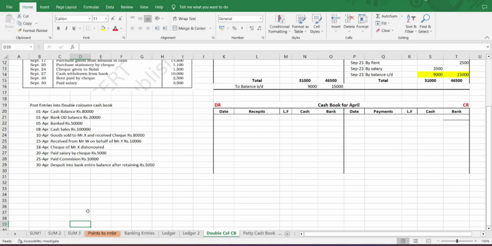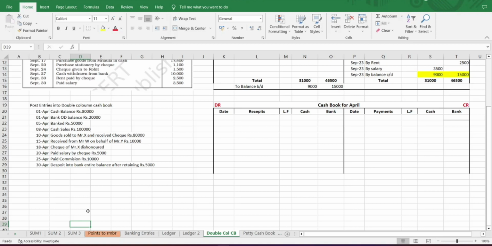Post entries into double column cash book. April 1, cash balance 80,000 rupees. April 1, bank OD balance 20,000 rupees. If you remember, in our previous video I mentioned that cash balance will always be a debit balance, always brought down on the debit side, but bank balance can be a debit balance or a credit balance. The bank balance can be negative, and here it's exactly the same. Bank OD balance is nothing but a negative bank balance.